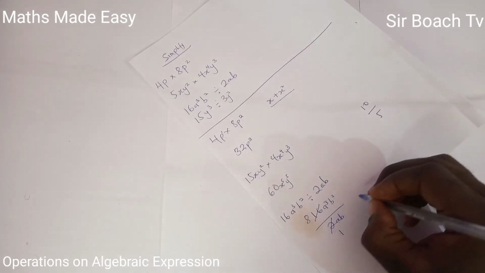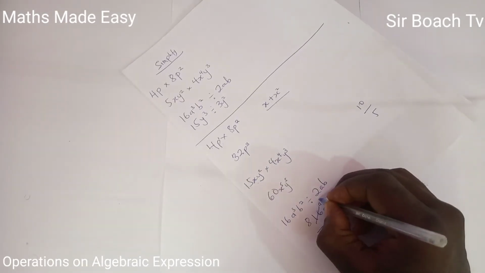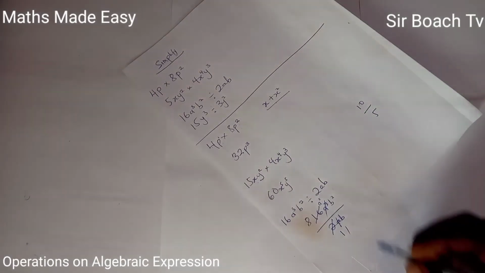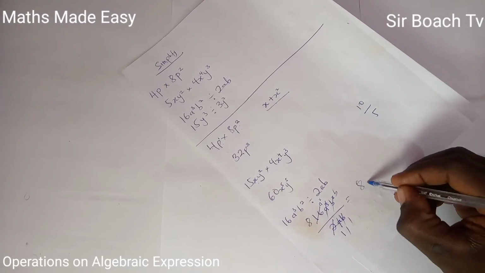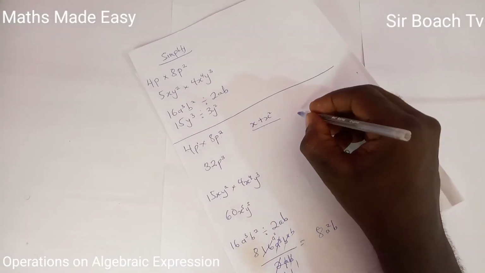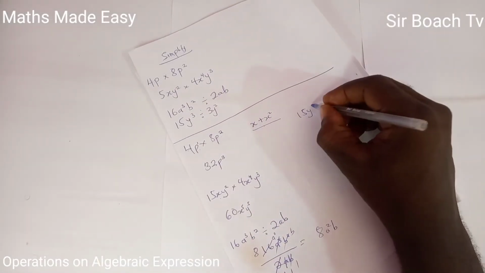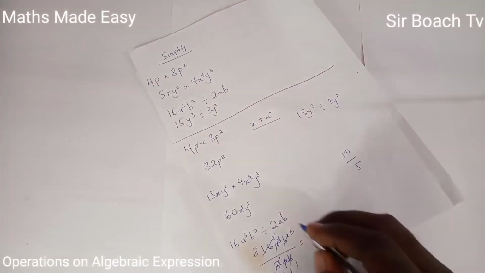So we'll get a cancel here 1, it cancels here a to the power 2 because I subtracted 1. Then b also cancels here 1, it cancels here b. So our final answer will be 8a squared b. Are we good? Now the other one, the last one, we have 15y cubed divided by 3y squared.